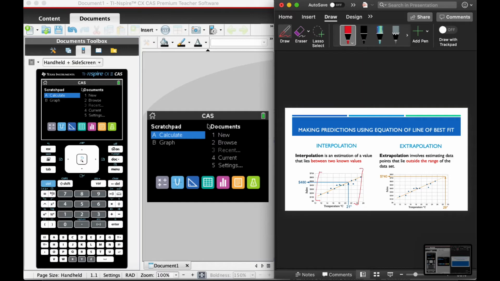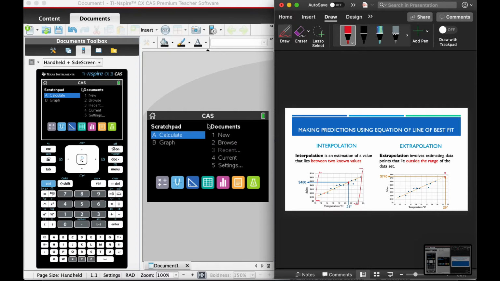So for instance, you might be trying to find out what is the sales generated when the temperature is 21 degrees. Another example is, I want to find out what is the sales generated when it is 13 degrees. Notice that all these values lie within the data set. So this is an example of interpolation, whereas extrapolation is trying to find out values that lie outside of the data set.